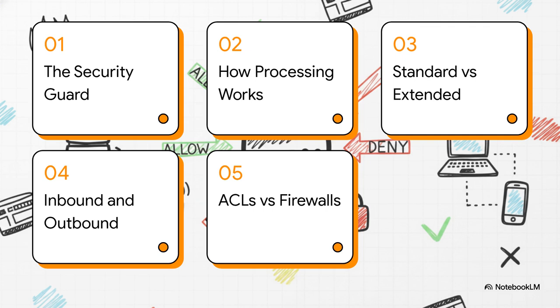Okay, let's dive into this. Here's our roadmap for today. 1. The Network Security Guard. 2. How ACL processing works. 3. Standard versus extended ACLs. 4. Inbound, outbound, and wildcards. And finally, 5. ACLs versus firewalls.